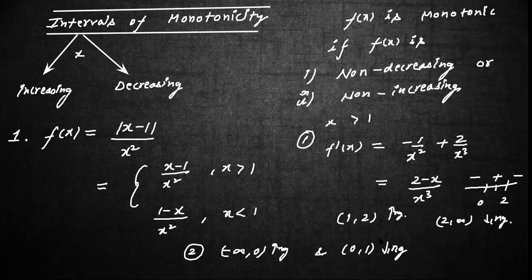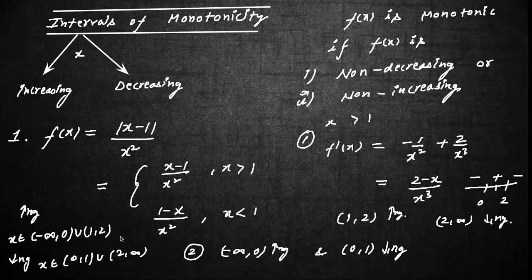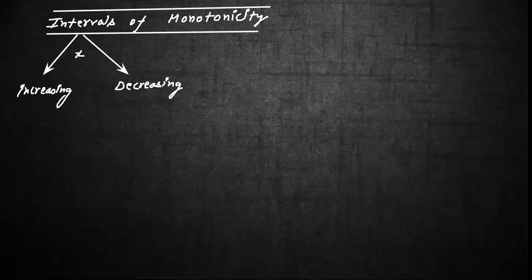So when you have to find out the intervals of monotonicity, for increasing you will have this as the union. You'll simply write down, for increasing, x belongs to minus infinity to 0 union 1 to 2. For decreasing, x belongs to 0 to 1 union 2 to infinity. So this will be the final answer, the intervals of monotonicity of the function. You just simply have to take out the derivative and check whether the derivative is positive or negative. That's it.